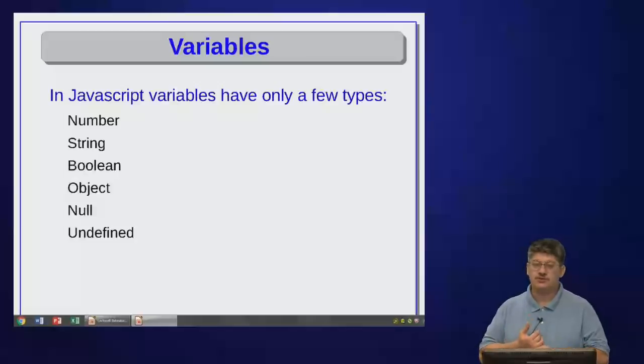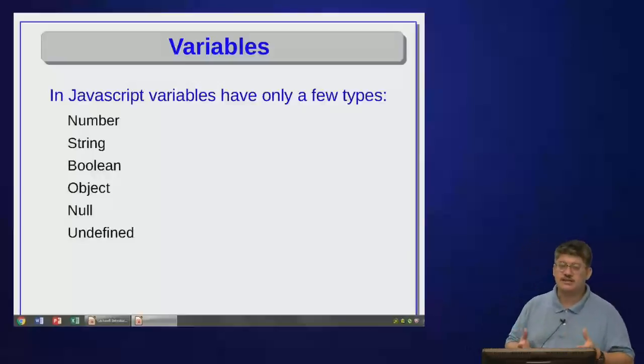You can have numbers. And numbers are always floating point numbers. That means that they can have fractions and decimals and exponents. So for example, 3.7 is a number. So is 12. So is -2. So is 5 times 10 to the 9th.